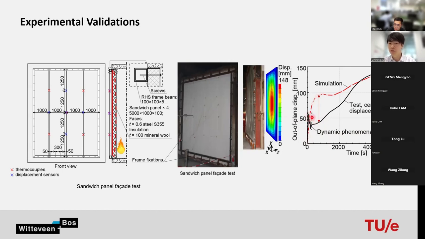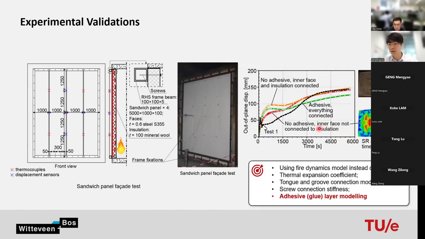But at a certain moment, the displacement, the central displacement, is dropping in the test. So we did a lot of parameter study to check what happened there. We used the fire dynamic model instead of the fire curve. We checked the thermal expansion coefficient. We also tried to change the modeling method for tongue and groove connections. I also varied the screw connection stiffness, but they were not the cause of such a big gap.